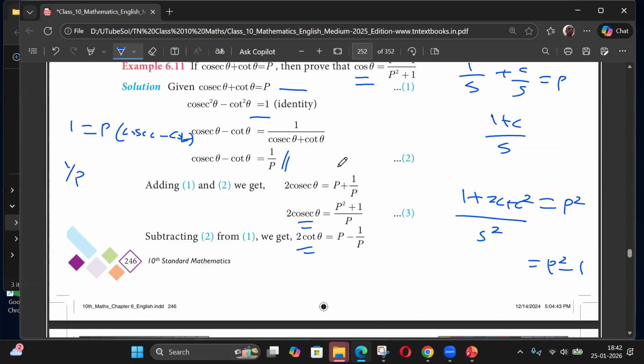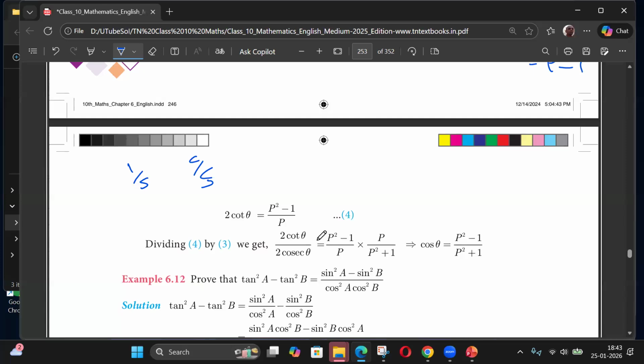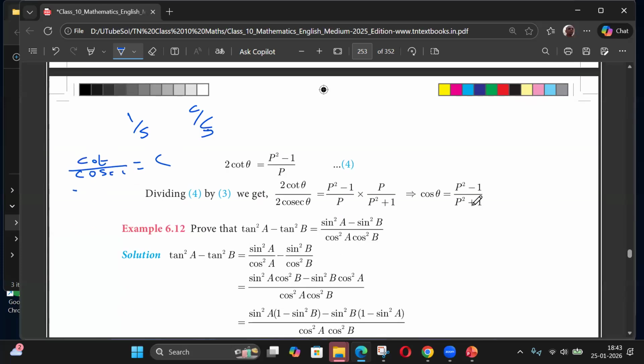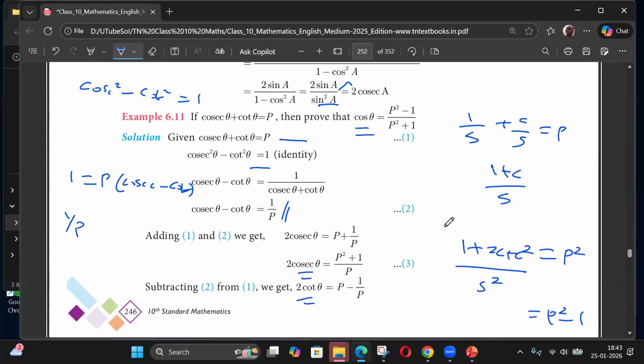Okay, so from these two relations, I know cosecant and cot. First, two variables, cosecant and cot. Here also two variables, cosecant and cot. So solving this, I can find cosecant and cot. So cosecant is 1 by sine, and cot is cos by sine. So divide these two, that is cot by cosecant, which is cos. So this you have to remember.